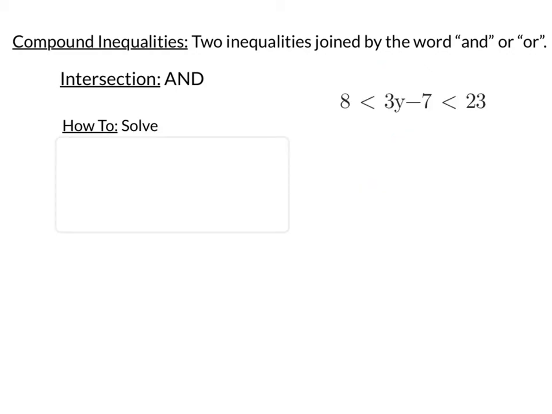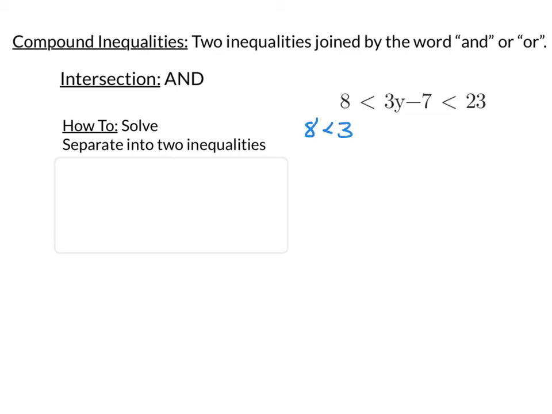If we're asked to solve an intersection compound inequality, there's really two different ways that you could go about solving it. The first one is that you could separate it into two inequalities. Remember, if I have 8 is less than 3y minus 7, which is less than 23, we could rewrite that as 8 being less than 3y minus 7 and 3y minus 7 being less than 23.